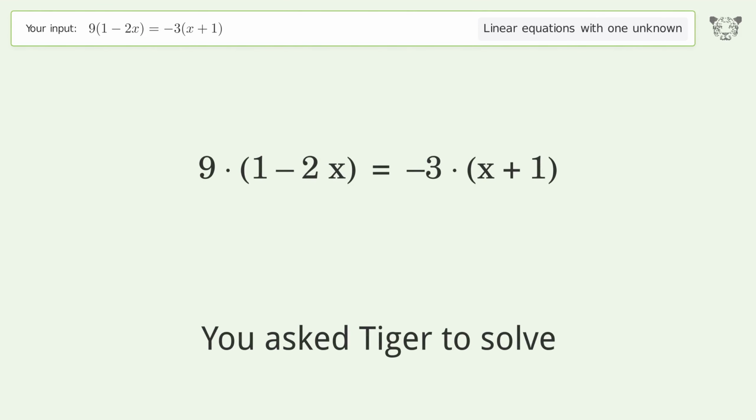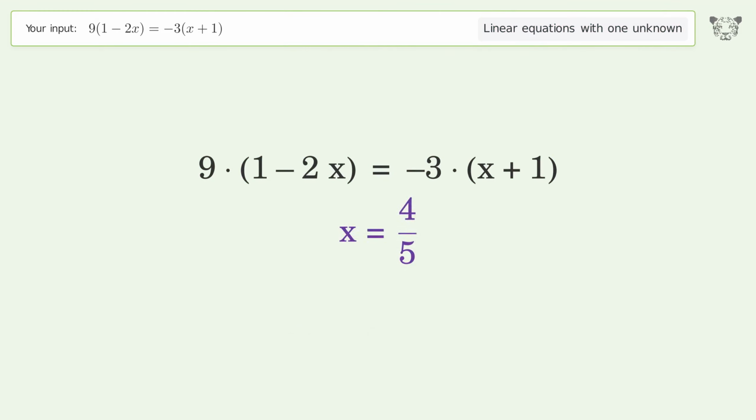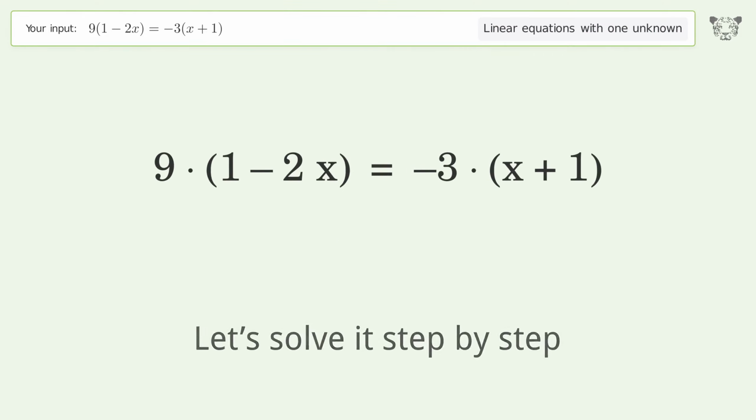You ask Tiger to solve. This deals with linear equations with one unknown. The final result is x equals 4/5. Let's solve it step by step.